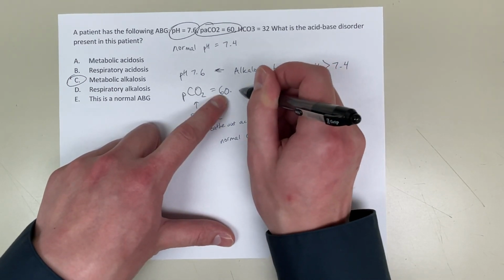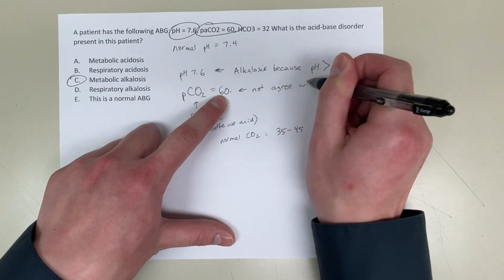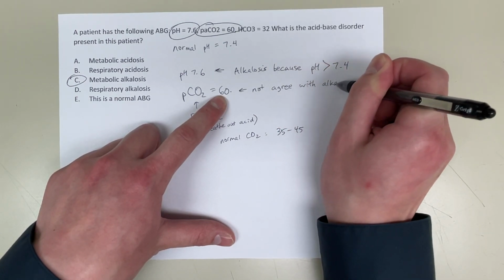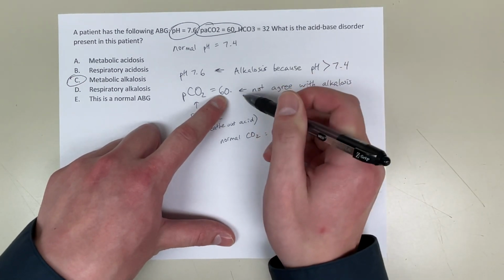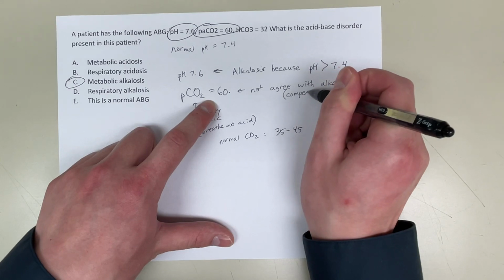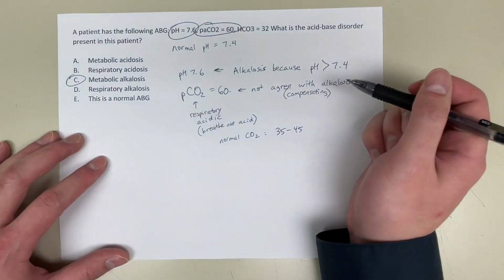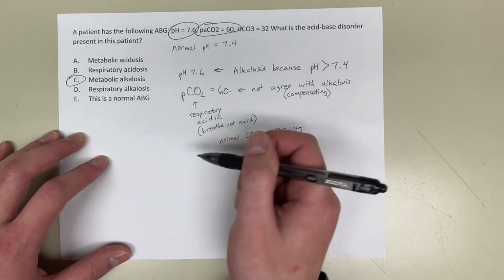So that's why this is not agreeing with alkalosis. Well, this is actually compensating if you fully understand what ABGs are. That's why this is higher. So I'm trying to find out what agrees with this pH.